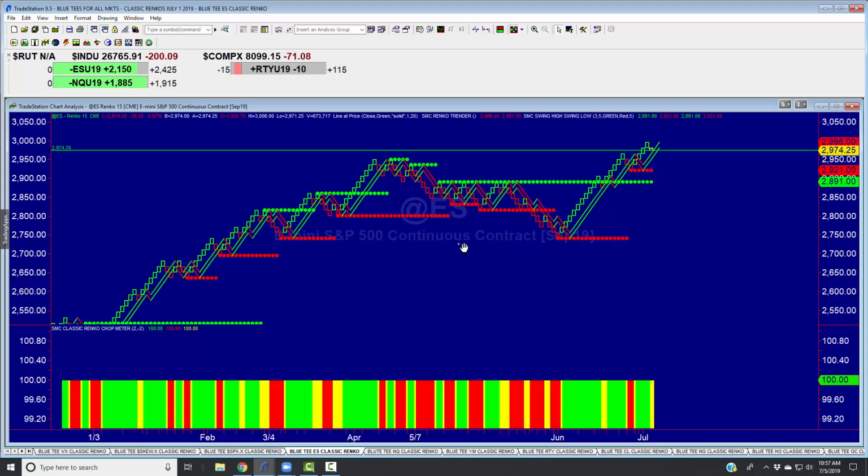But the market is signaling something here we think important today. It's not going to crash, but it looks like we got ourselves a little pullback underway.